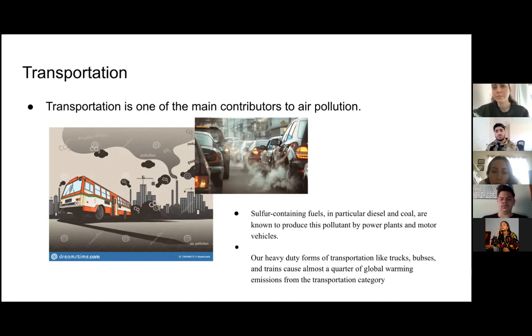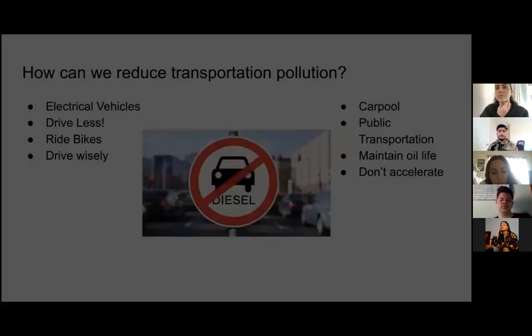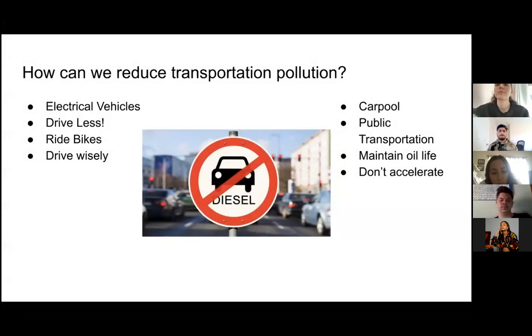These tailpipe pollutants can pose major health risks for everyone due to the impacts of global warming. Heat waves have become normalized and have intensified, causing major droughts throughout our city. And on top of that, our heavy-duty forms of transportation like trucks and buses cause almost a quarter of global warming emissions from the transportation category. There's only so much we can do on our behalf, which includes driving less, which is difficult for those who live in larger cities like ourselves.